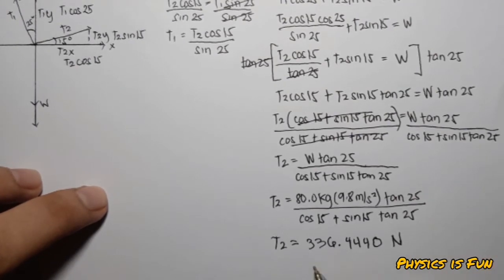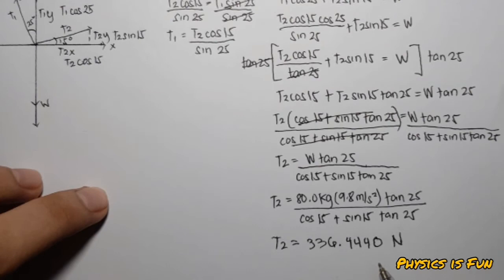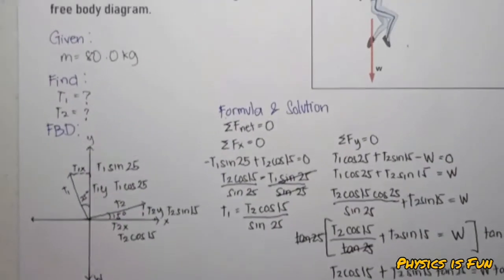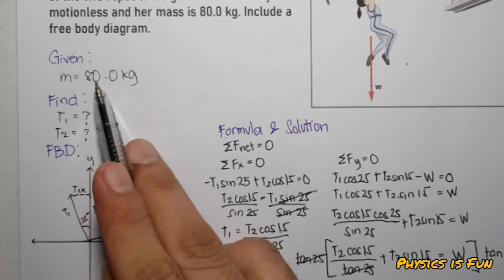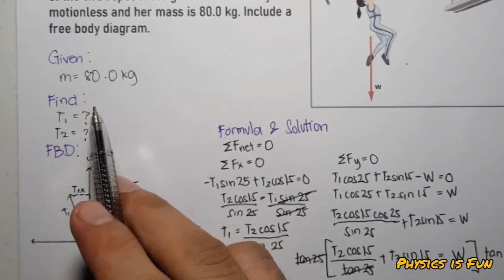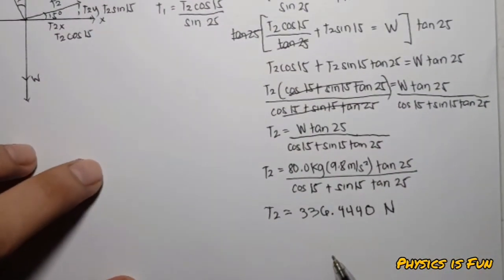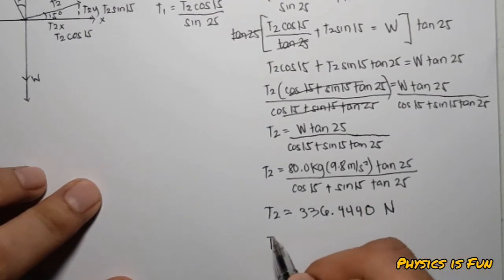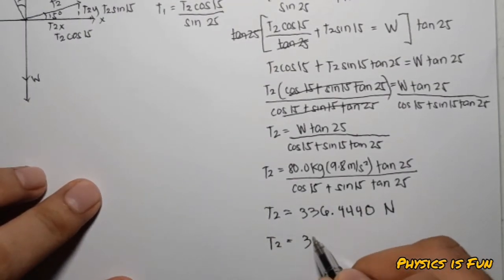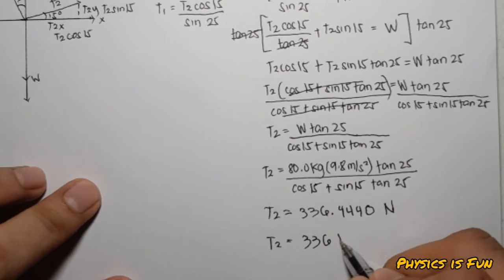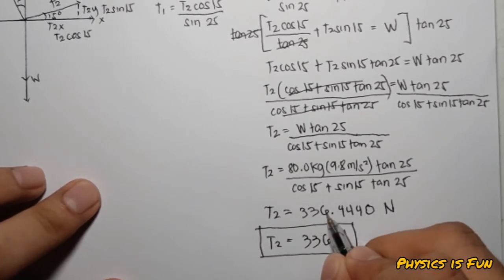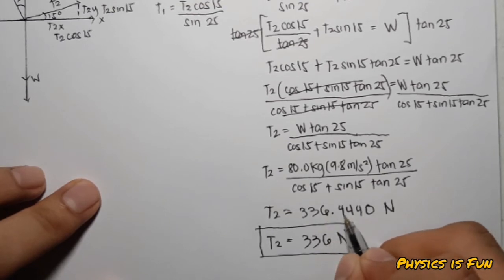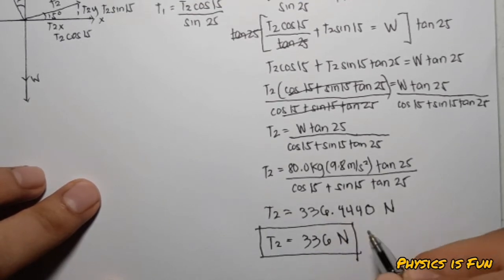But to finalize this answer, we need to follow the significant figures. Looking at our given, we have 3 significant figures. 1, 2, 3. So we need to follow that in our final answer. So tension 2 will just be 336 newtons. We will not round this up. The number before 6 is 4, which implies that 6 will remain.